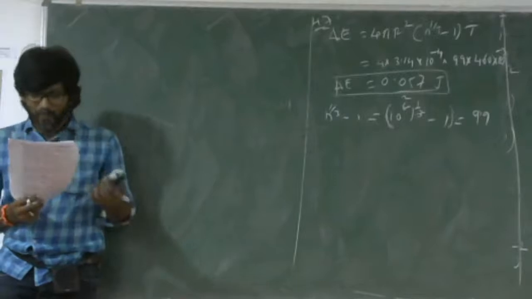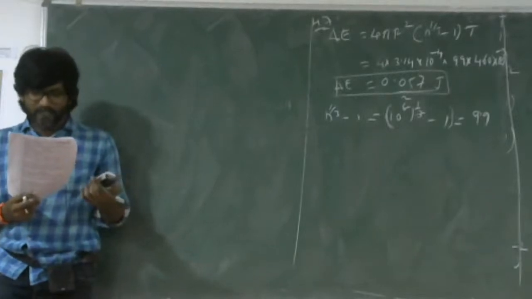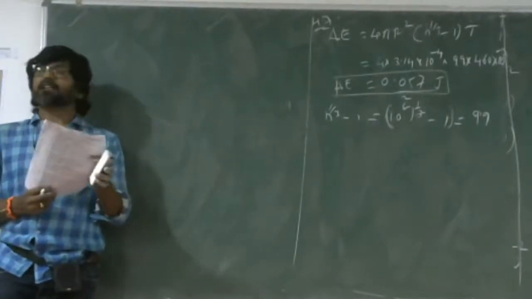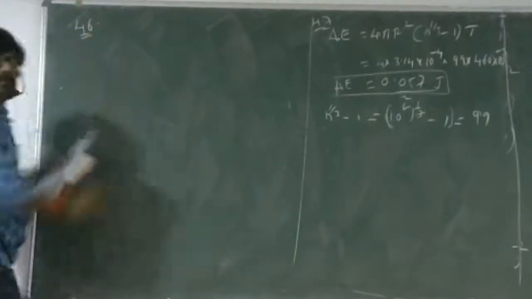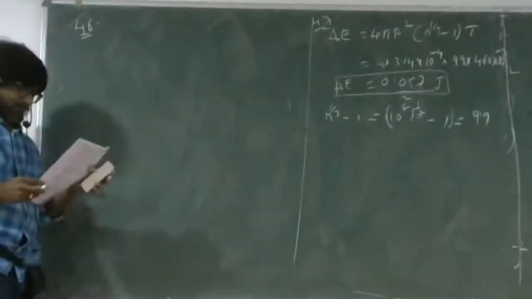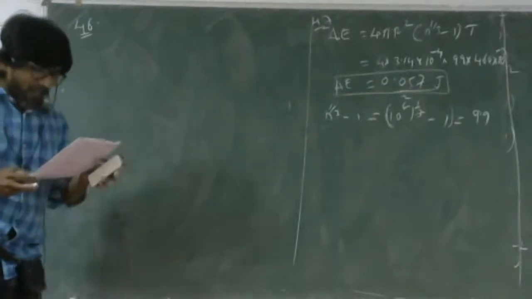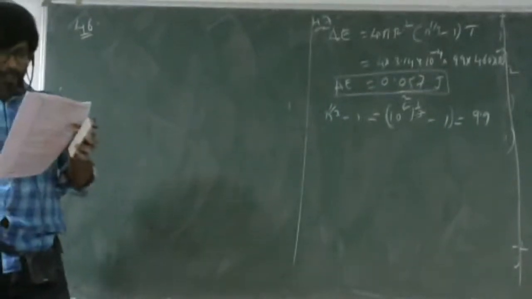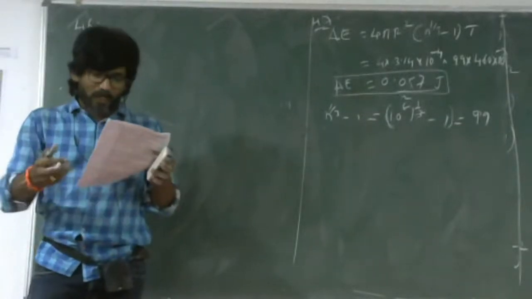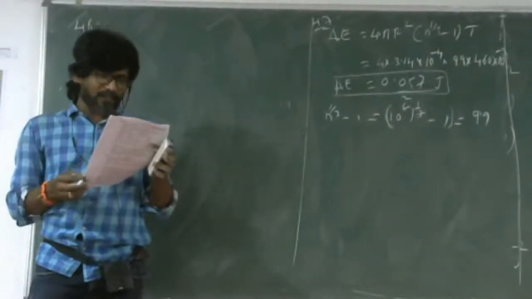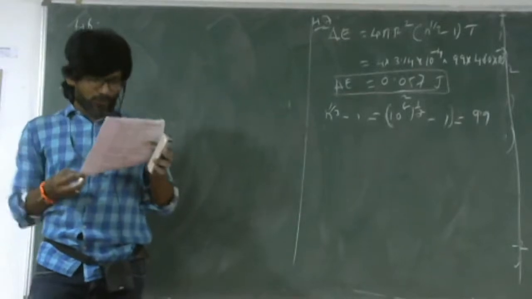Question number 46. 47 is done, right? So it is given that a ring of inner and outer radii 8 and 9 centimeter is pulled out of water surface with a force of what force?